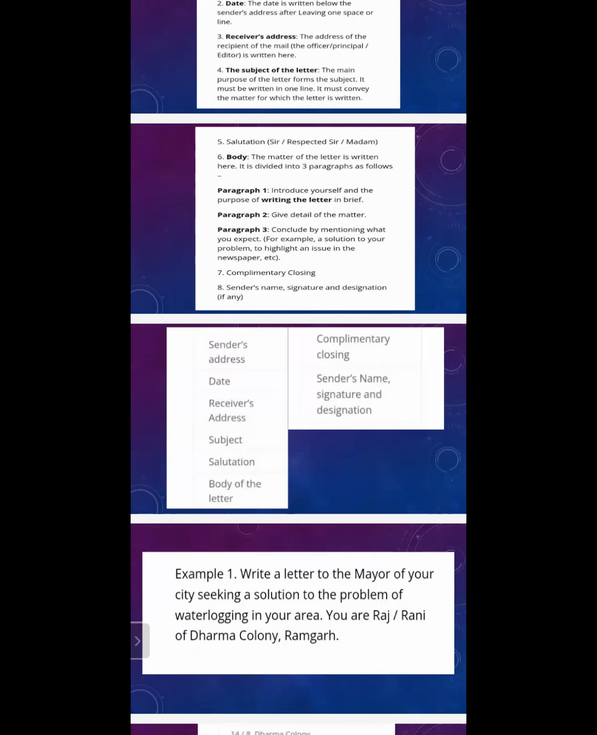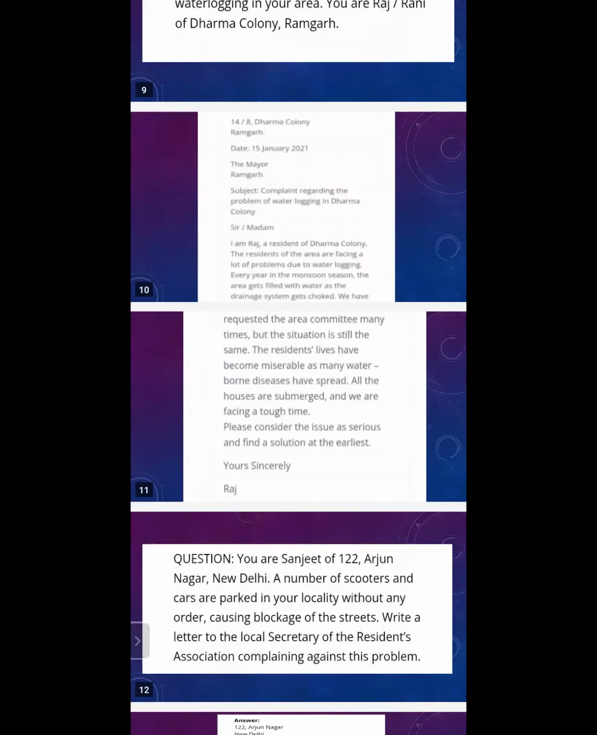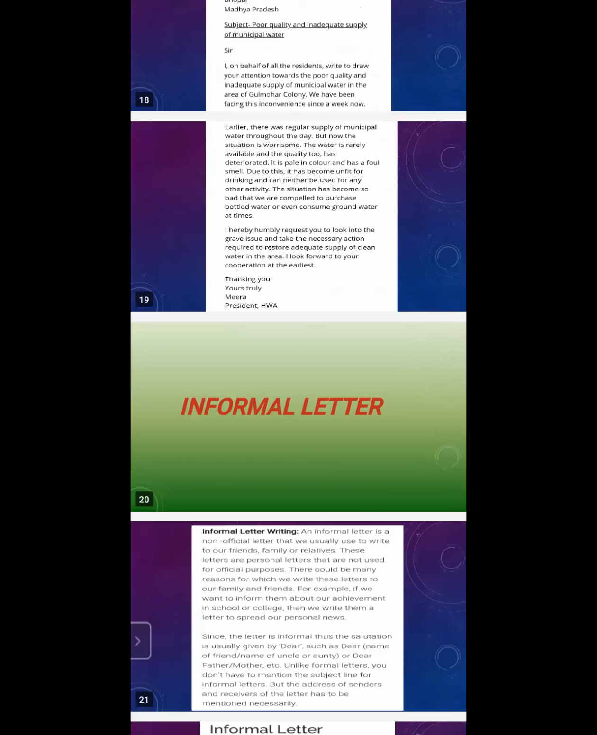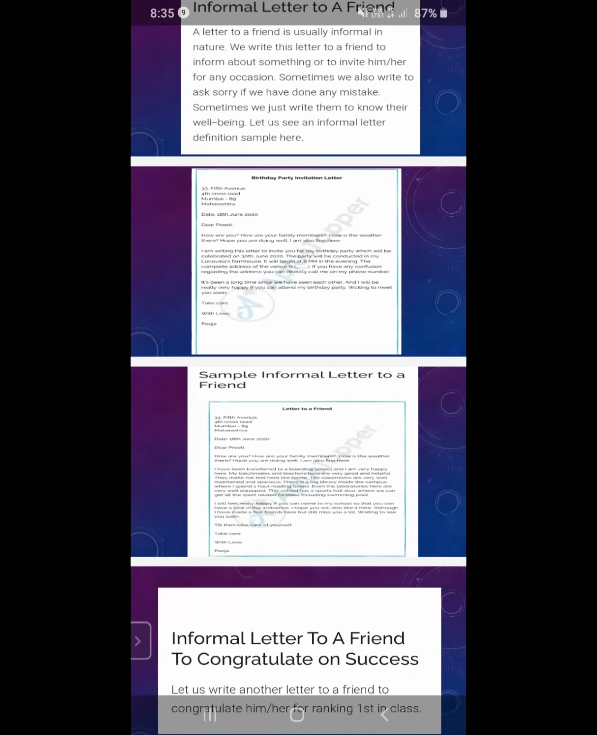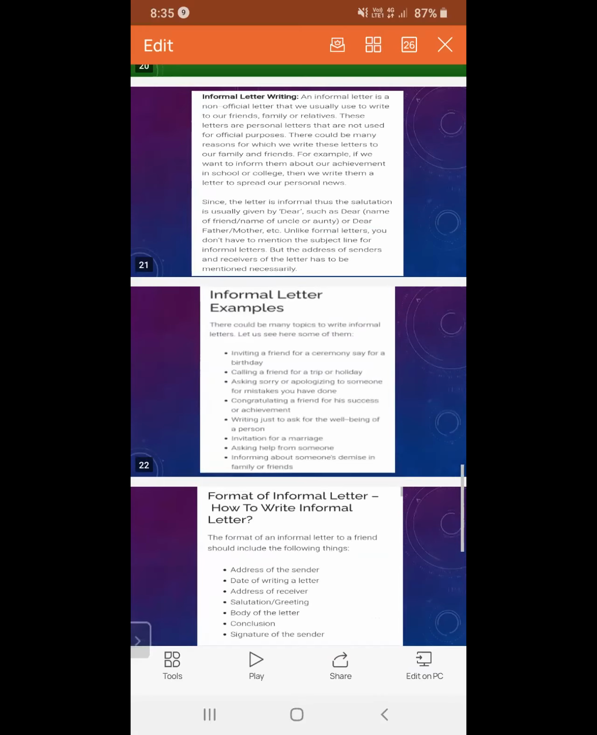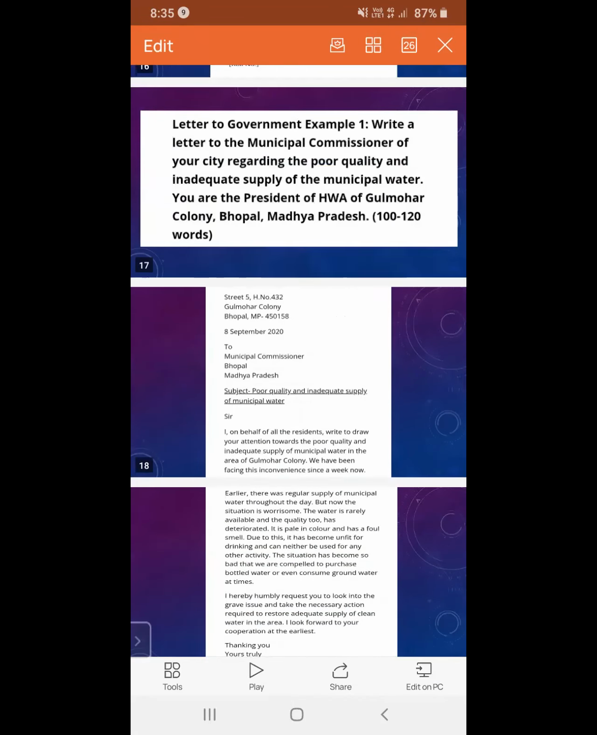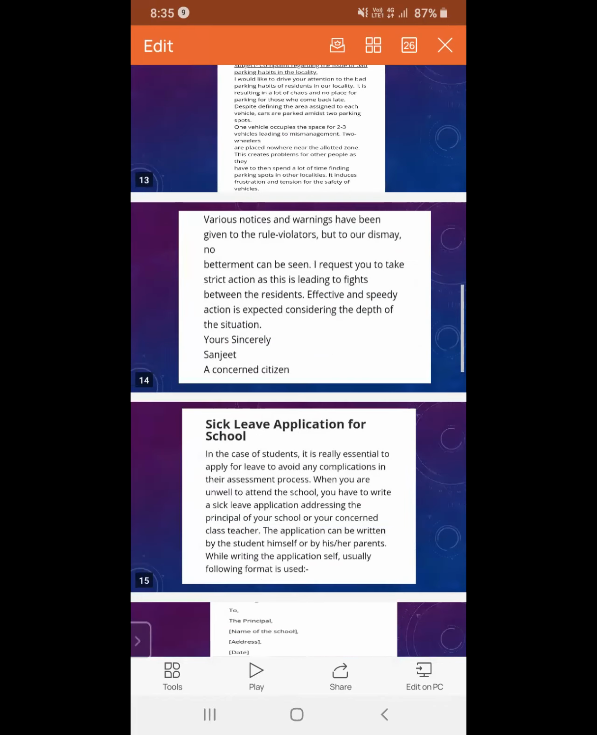Sender's address, then date, then receiver's address, subject, salutation, main body of the letter, subscription, then sender's name, signature, and designation. If you are writing an informal letter, how will you write it? Address, then date, then salutation, main body, closing, and grammar. So here we have discussed the formal letter and informal letter. What is meant by a formal letter? A formal letter is an official letter.